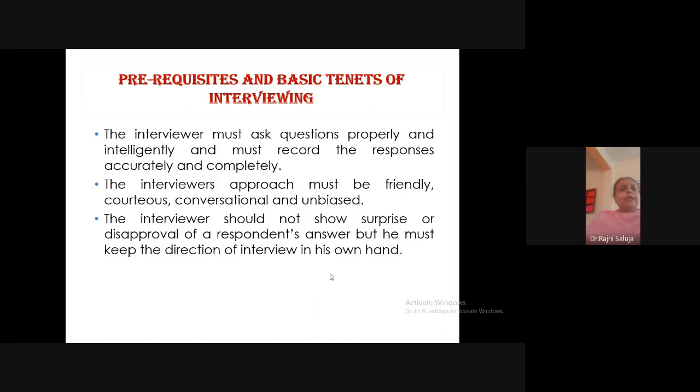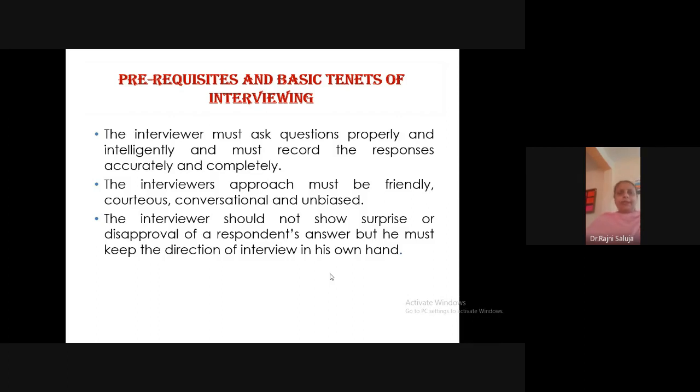The next is that the interviewer should not show surprise or disapproval of a respondent's answer. Means we should not say that you do not know about this thing, you have no information, you are ignorant about this. We should not harass or insult any particular person for not answering the question properly. But we should keep the direction of the interview in our own hand, as a researcher, as an interviewer.